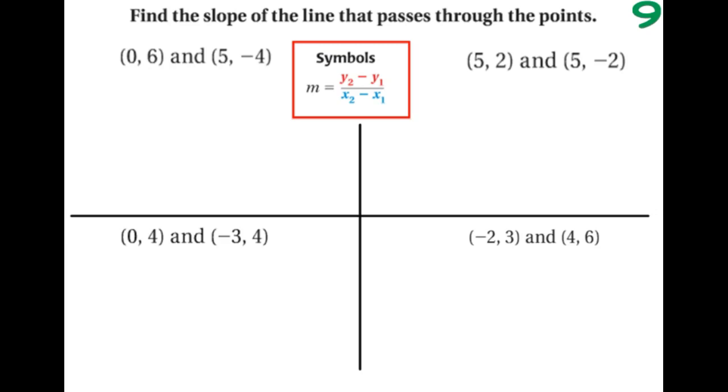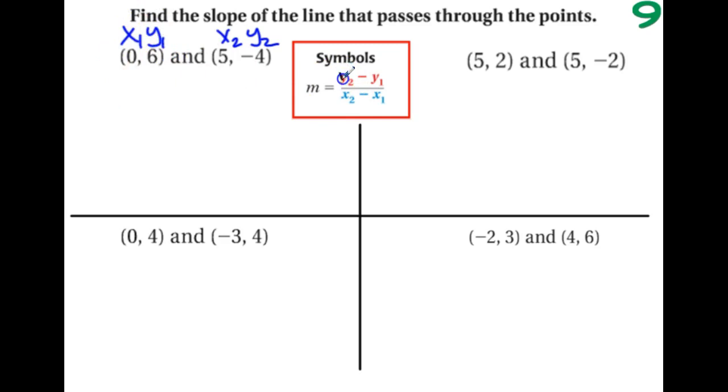Alright, our next couple, find the slope of the line that passes through the points. This is using our equation now: y2 minus y1 over x2 minus x1. Well, we just need to label our points, x's and y's, alphabetical order. And this was my first point listed, so I give it 1s. This is my second point, so I give it 2s. All I have to do is plug it in now.